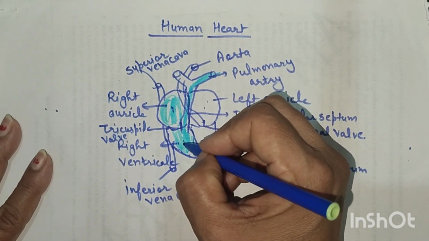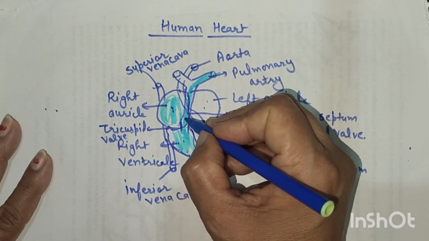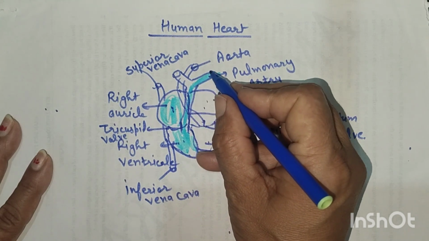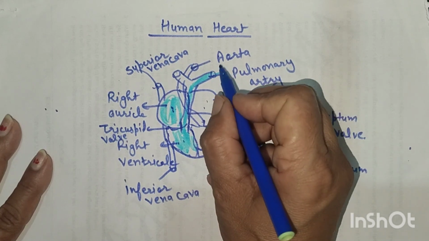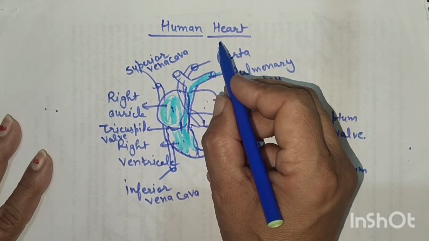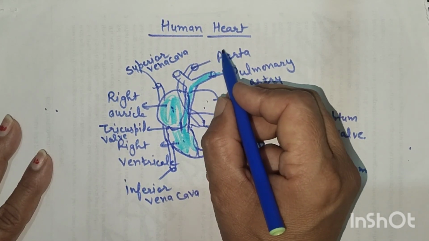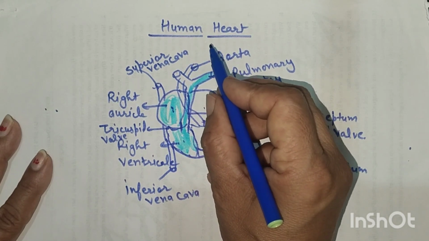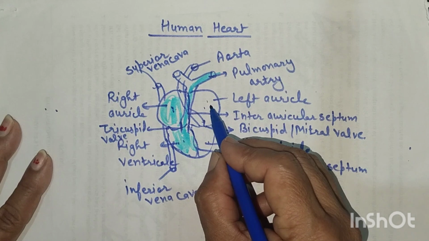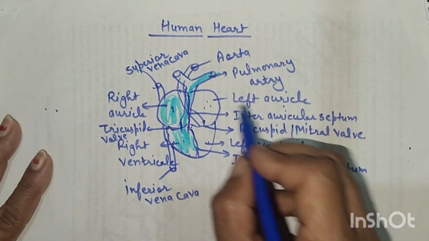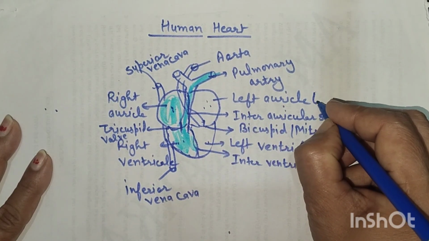After the right ventricle, the blood goes to the lungs through the pulmonary arteries. Here in the lungs the blood gets purified and is sent by the pulmonary veins to the left auricle. Now it is oxygenated blood.